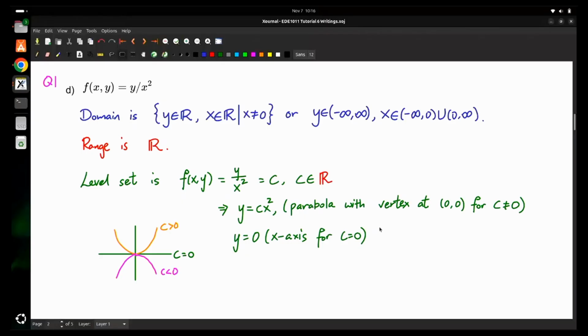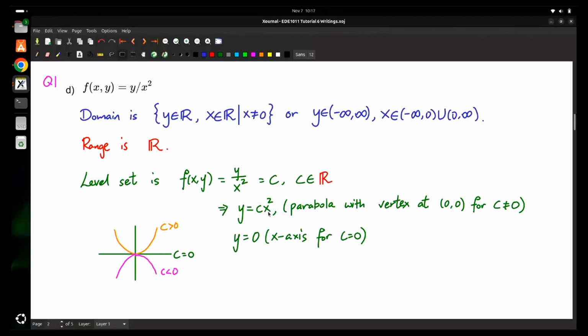The thing is, you have to consider the various values of C for which you can possibly get a different looking function of the level set, right? Because level set is very simple. You just set the function to some constant C. Then this C must be within the range. So if you set this to C, you just multiply x squared across, you get cx squared, right? So this is obviously a quadratic function, which will give you a parabola.